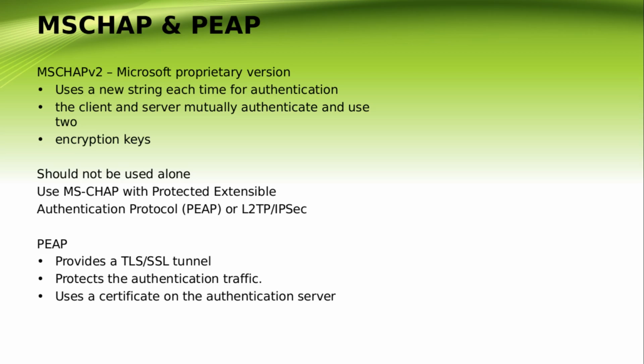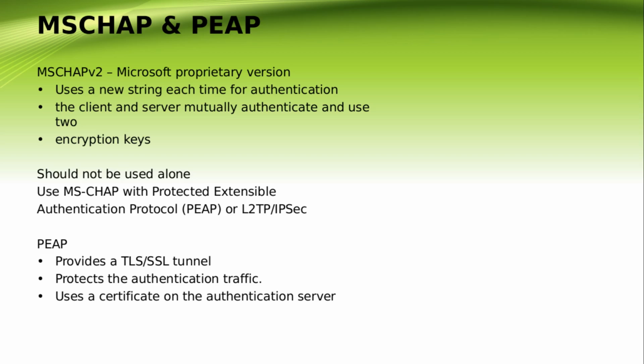MSCHAP version 1 is a one-way authentication method in which the server requires authentication from the client. This version should not be used. MSCHAP version 2 provides strong security because it uses a new string each time the authentication is challenged. In MSCHAP version 2, the client and server mutually authenticate and use two encryption keys, one for sending data and one for receiving data.